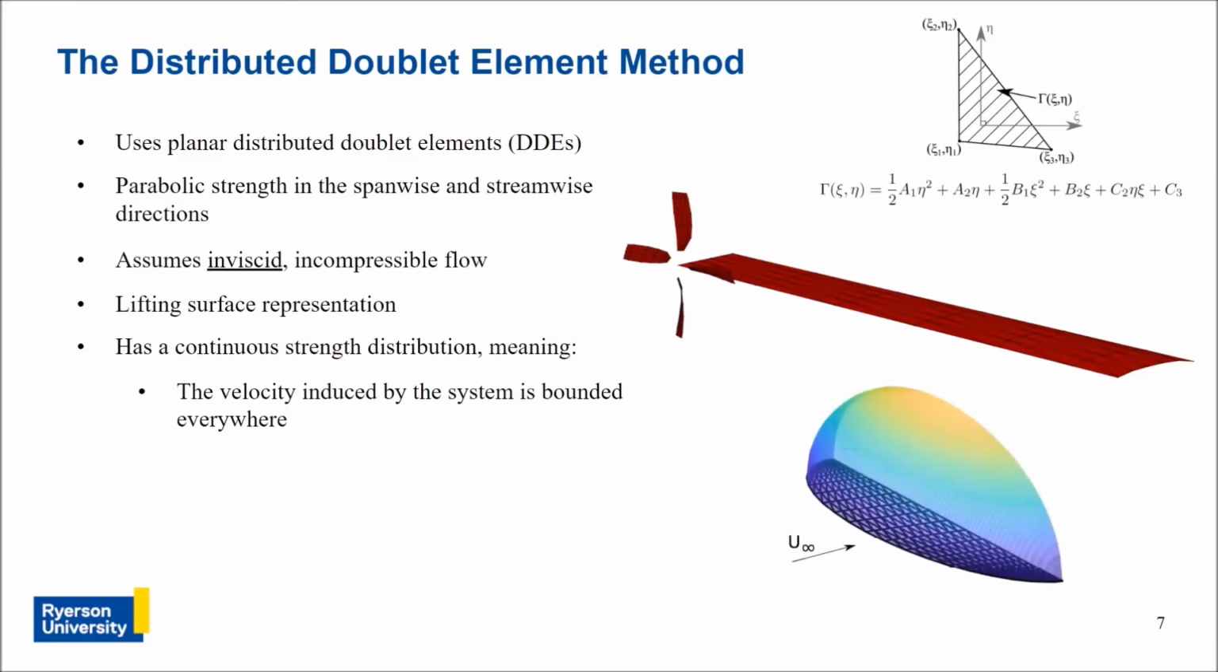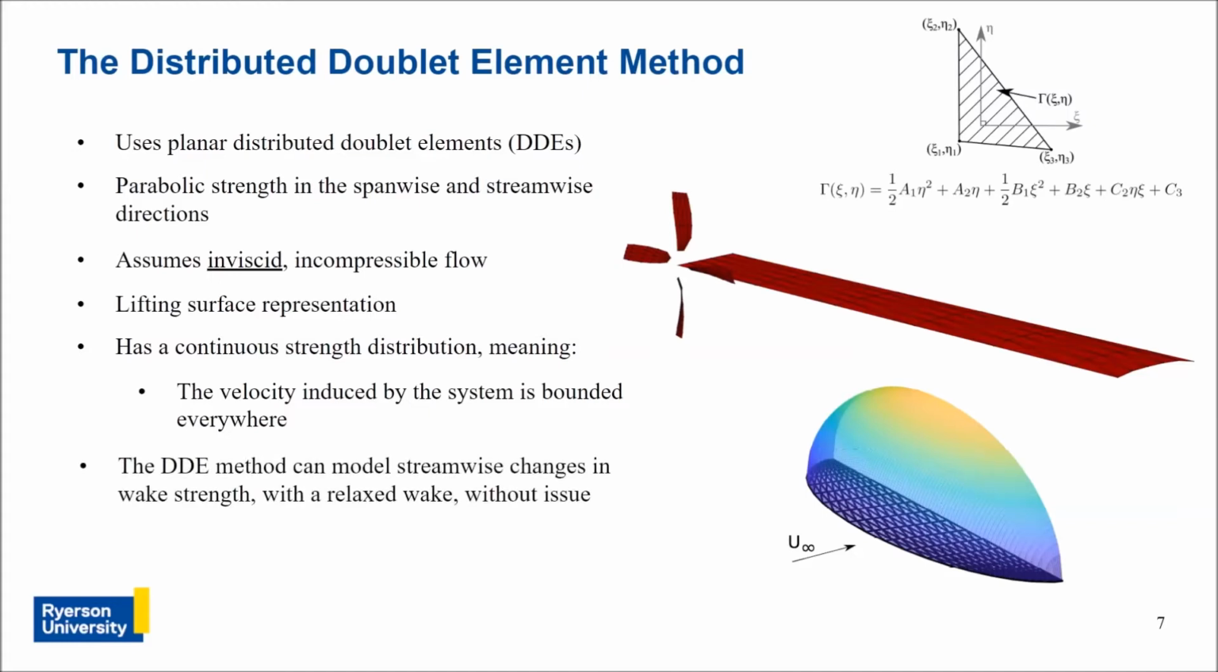As an illustration of this, here is a planar elliptical wing with the circulation strength distribution overlaid on top. At the leading edge and wingtips, the strength is 0. Across elements, it's continuous, and at the trailing edge, that strength is carried into the wake, which isn't pictured here. The real key takeaway from all of this is now we can model streamwise changes in wake strength without needing vortex filaments. This means we can model robust, unsteady, relaxed wakes without issue, which is a huge advantage.